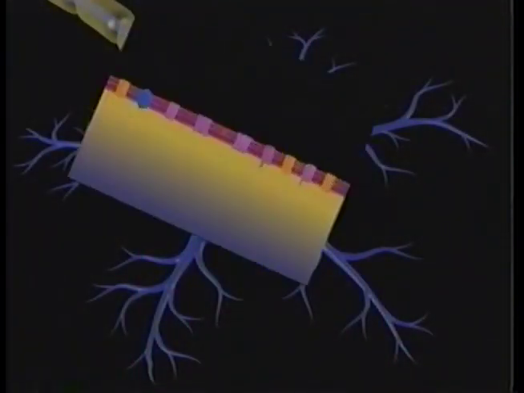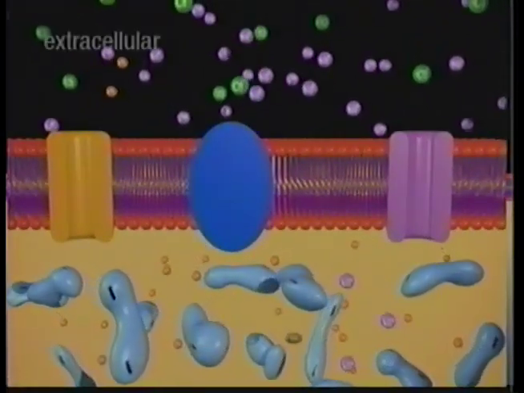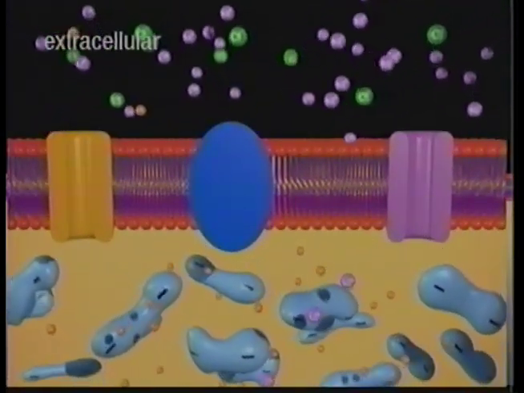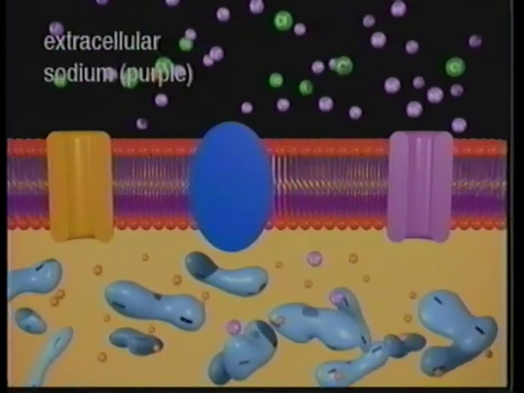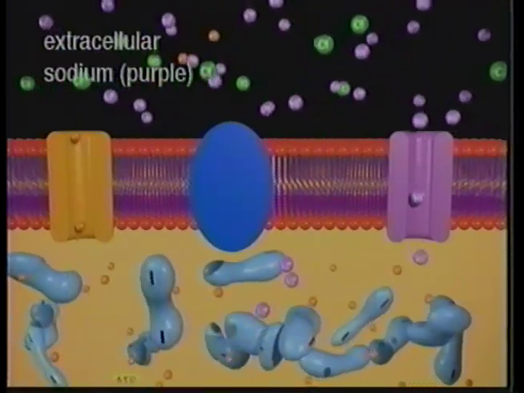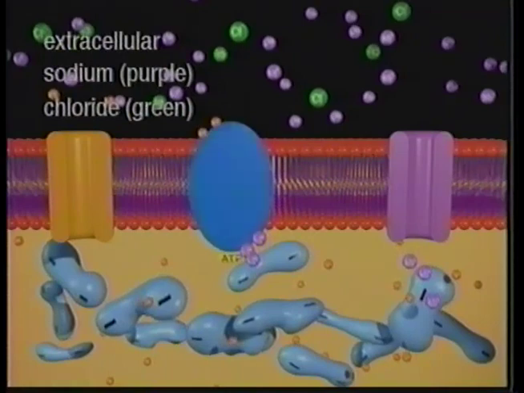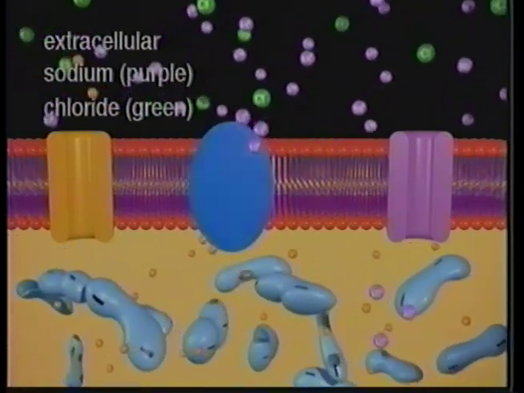Let's move on now for a look at transmembrane potentials. Intracellular and extracellular fluids have different ion compositions. Extracellular fluid has relatively high concentrations of sodium ions, which are positively charged, and chlorine ions, which are negatively charged.